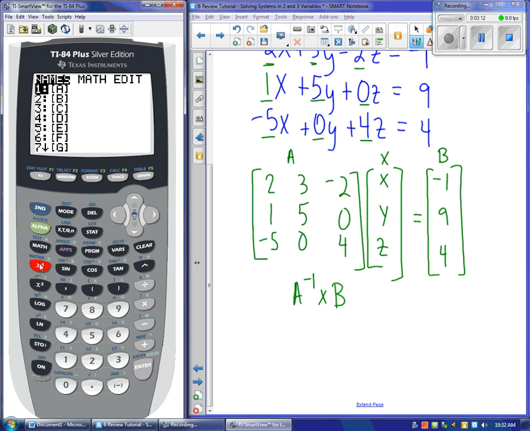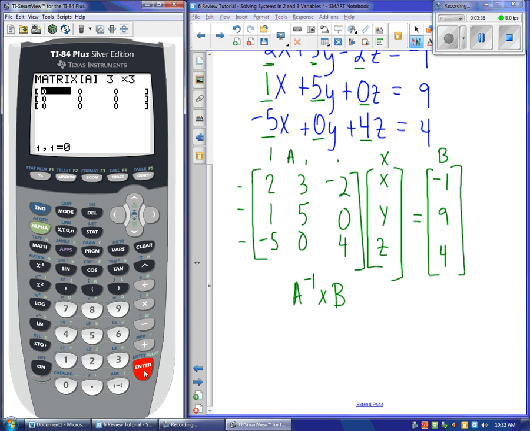I actually have to scoot over to the edit menu in order to enter the values of my matrix. I'm going to start with my matrix A. You have to identify the dimensions of your matrix, and that's the number of rows times the number of columns. Well, I have 1, 2, 3 rows and 1, 2, 3 columns. So I'm going to enter this in as 3 by 3, and notice that when I do that, it creates a matrix that has the dimensions that I need.